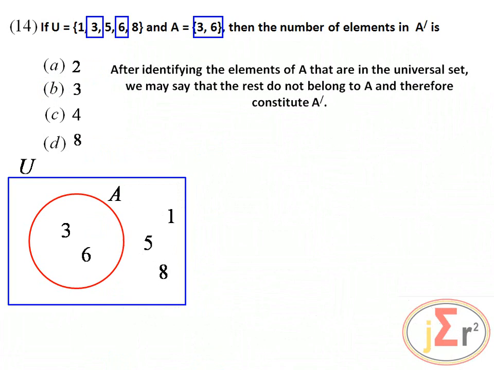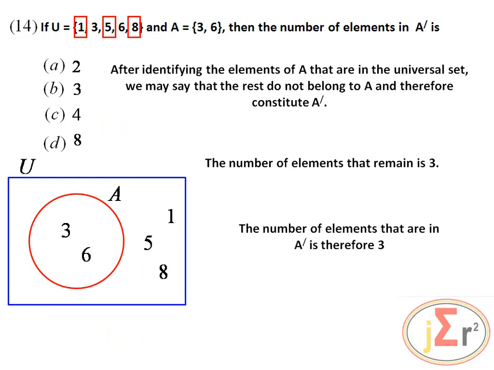After identifying the elements of A that are in the universal set, we may say that the rest do not belong to A and therefore constitute A complement. So there we have all the elements that are in A. The rest are a part of A complement, therefore. The number of elements that remain is 3. We have them right there in red. So option B is correct, 3 elements.